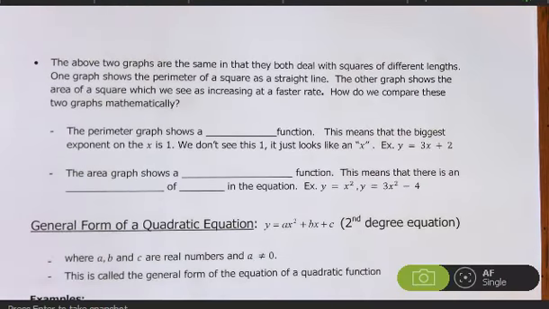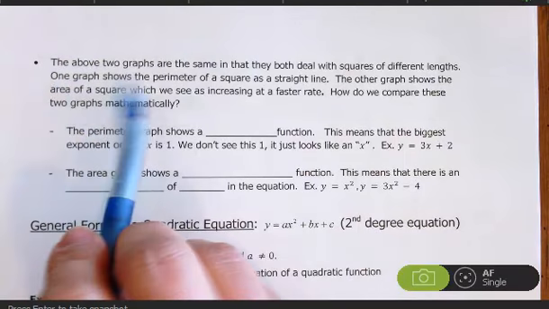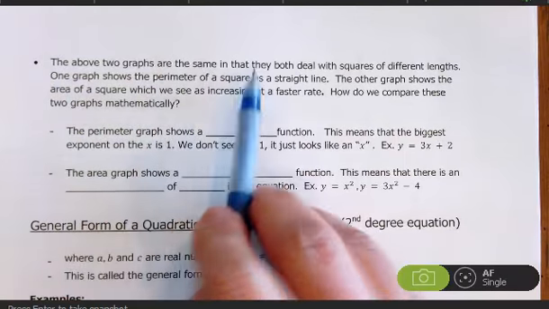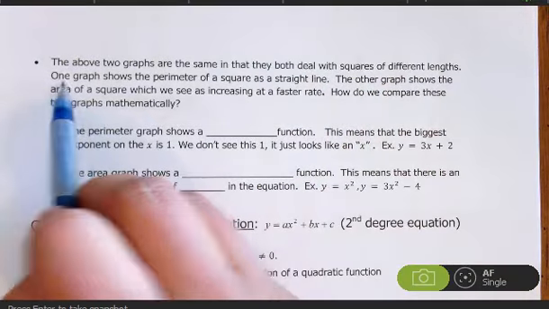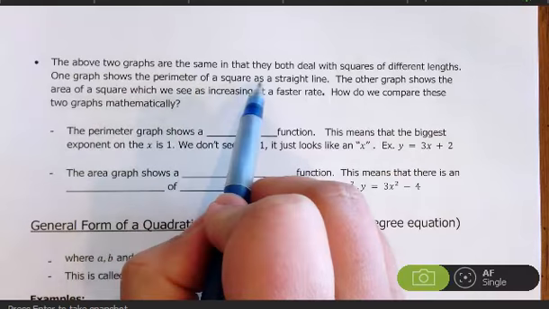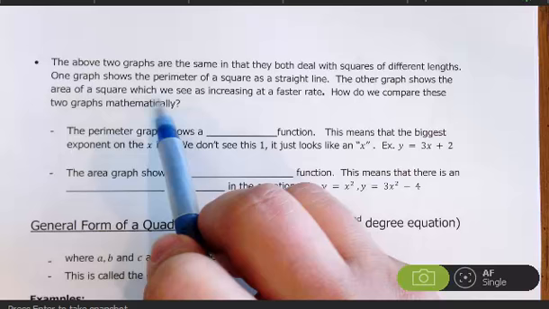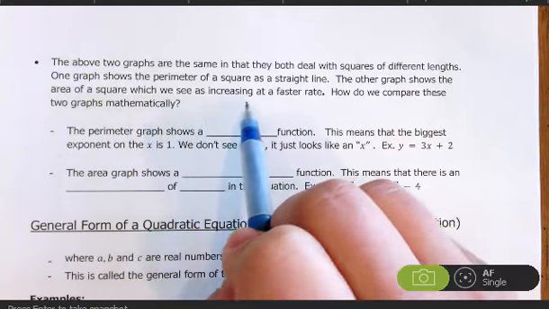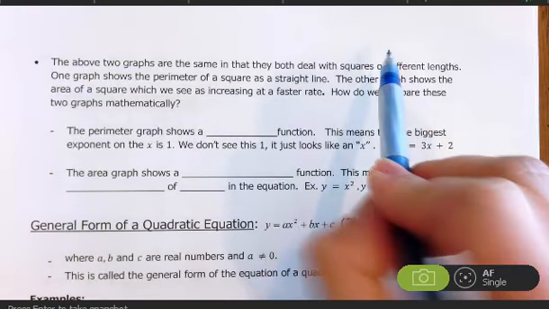So on the next page, the two previous graphs are the same in that they both deal with squares of different lengths. One graph shows the perimeter of a square as a straight line. The other graph shows the area of a square, which we see as increasing at a faster rate. So this is why it makes that curve.